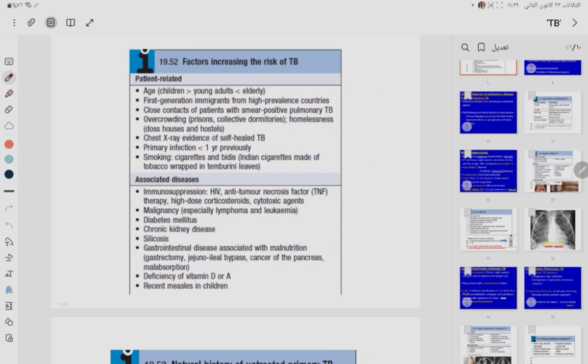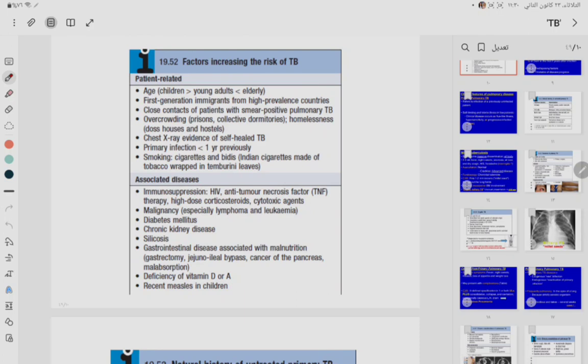Close contact with a smear positive TB patient. If you have close contact with a smear negative, it's less likely, but with a smear positive, it means there is a lot of TB in his sputum, which increases the risk. Overcrowding, prisons, collective communities, homelessness, care homes, nurseries, all of these. Chest X-ray evidence of self-healed TB, primary infection in the last year, and smoking also increase the risk, especially Indian-type smoking. Immune suppression, HIV, and anti-TNF are quite important.